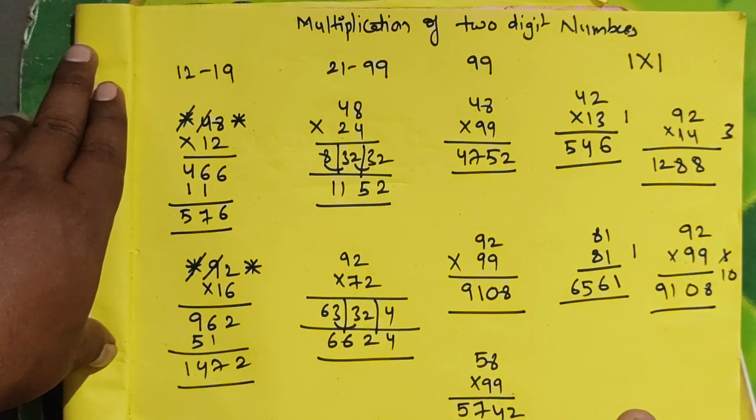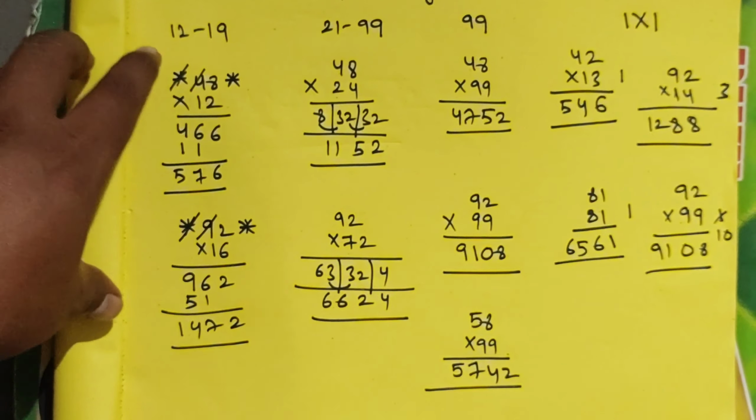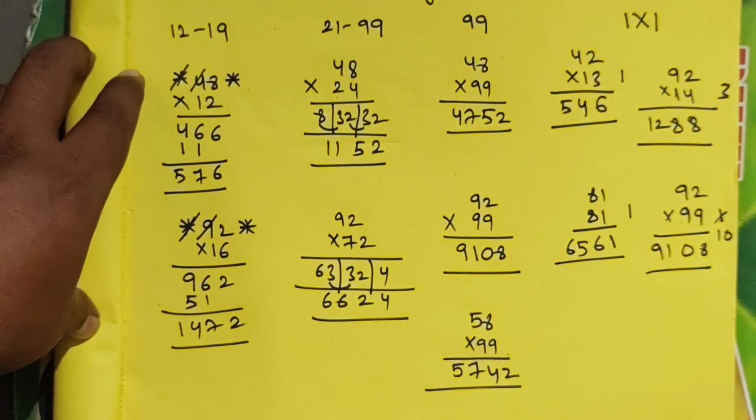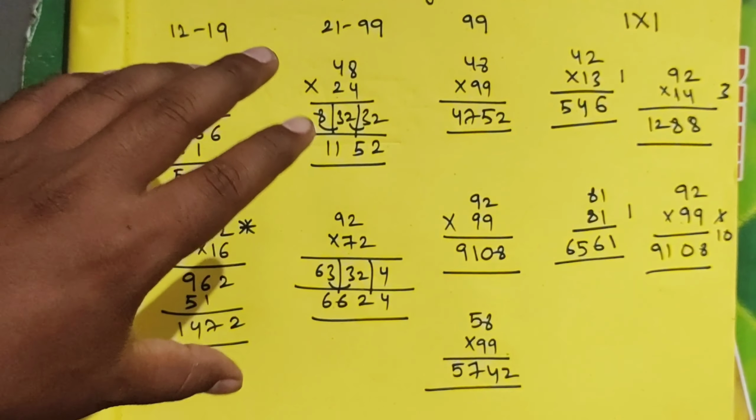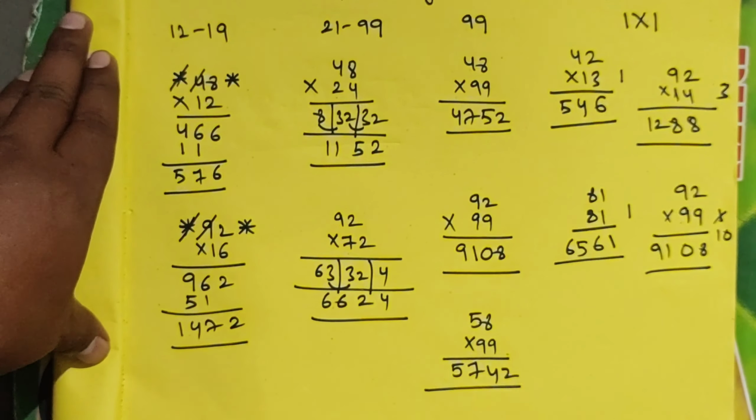These are the methods to solve two digit numbers. You can follow any method according to your situation and the problem. We can get the answer in seconds only. In the same way, we can apply this method to algebraic functions also, like this.